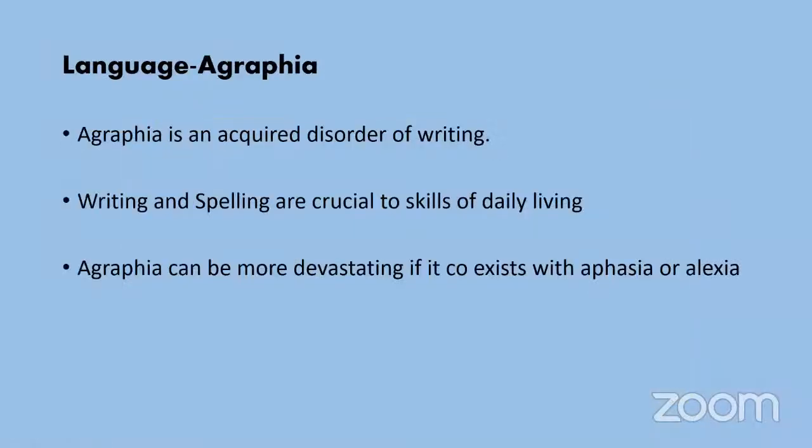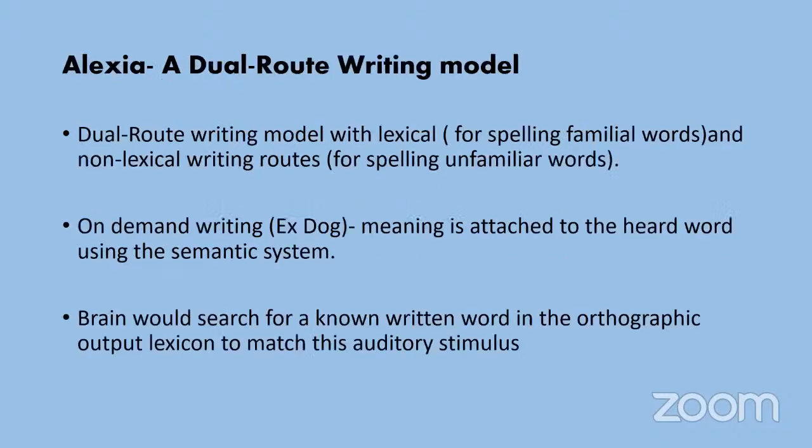So agraphia is an acquired disorder of writing. Writing and spelling are crucial to skills of daily living, and agraphia can be more devastating if it coexists with aphasia or alexia. So in this class, we are only understanding what agraphia is. We are not going to discuss various other combinations.